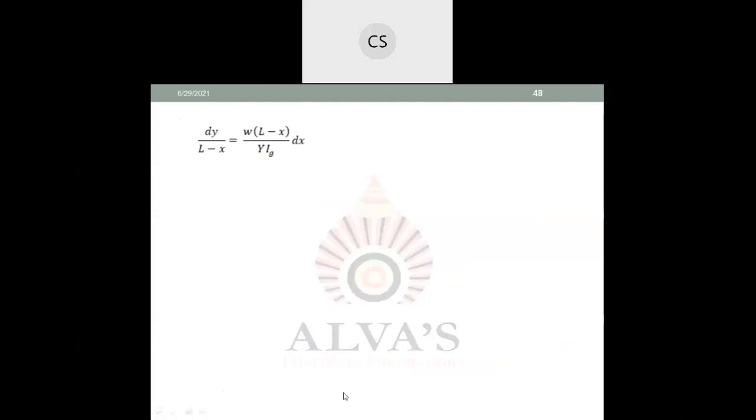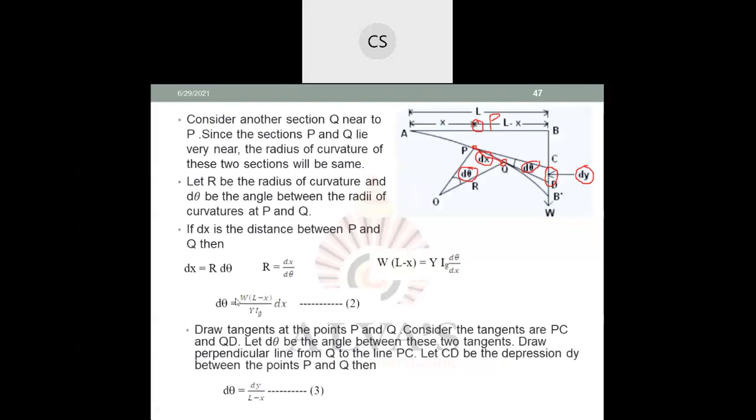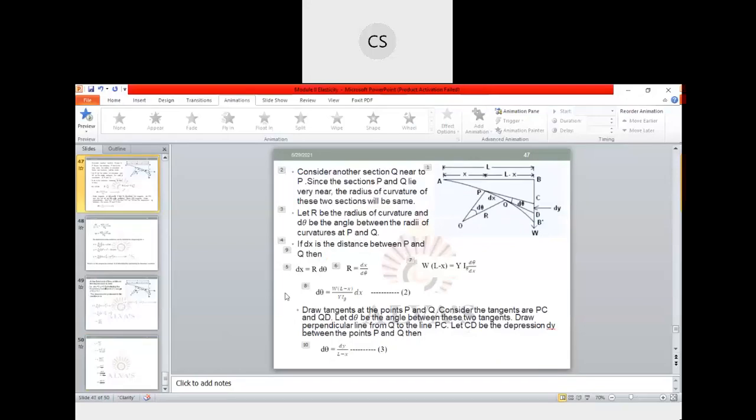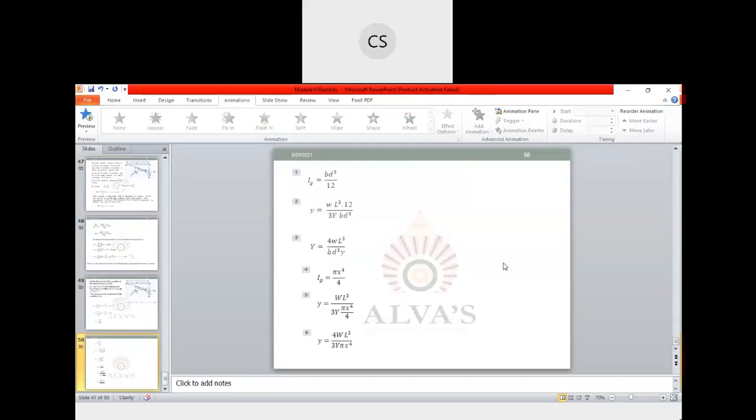On rewriting, what was the previous expression? You have two dθ expressions. What I will do is take this expression to the next slide so that you can see it there also.